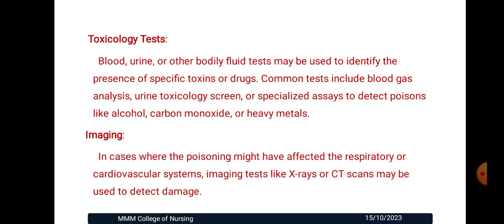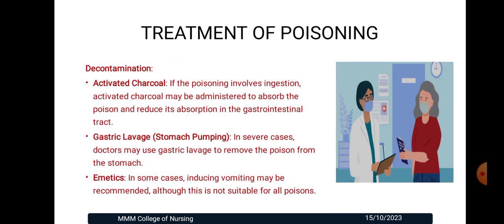Toxicology test: blood, urine, or other bodily fluid tests may be used to identify the presence of specific toxins or drugs. The common tests include blood gas analysis, urine toxicology screen, or specialized assays to detect poisons like alcohol, carbon monoxide, or heavy metals. Imaging: in cases where the poisoning might have affected the respiratory or cardiovascular systems, imaging tests like X-ray or CT scans may be used to detect the damage.